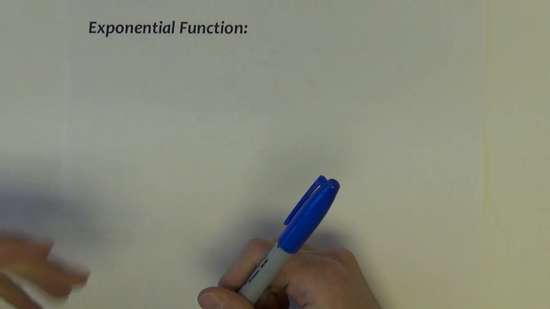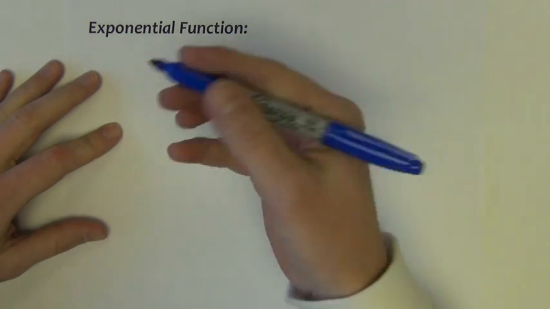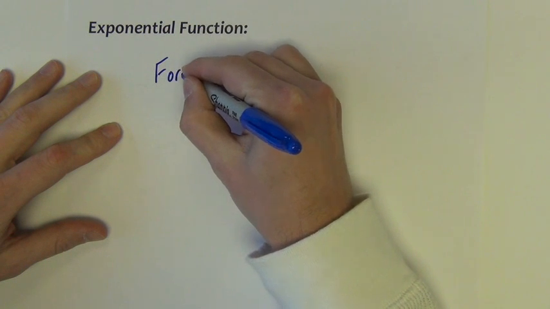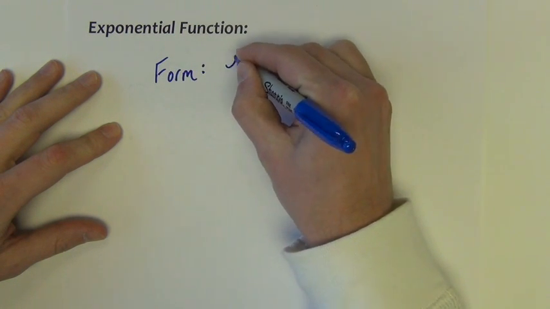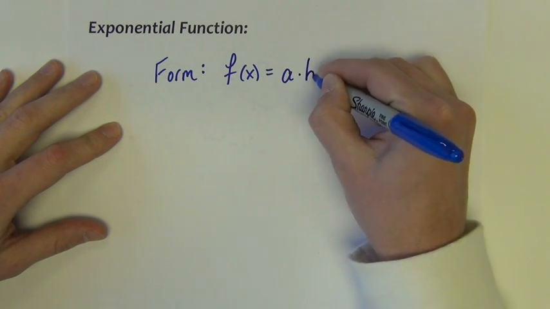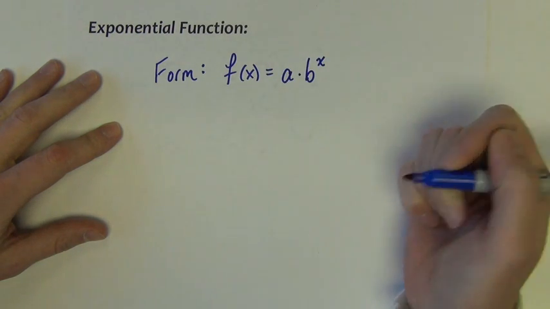First, what is an exponential function? Very simply, an exponential function is one of the form f of x equals a times b raised to the x.